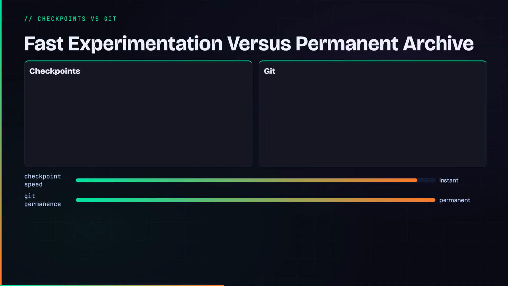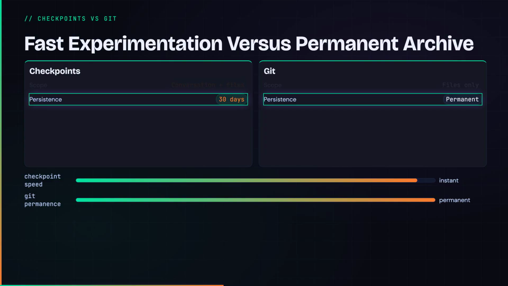Now separate this from Git. The two tools solve different problems, and mixing them up causes real pain. The scope is different. Checkpoints capture both your conversation history and your file changes together. Git tracks only file edits. The conversation stays invisible to it.